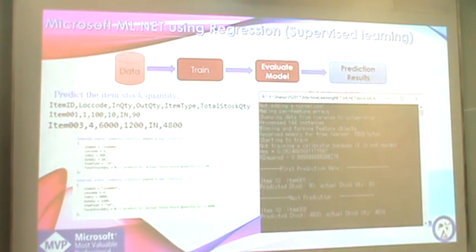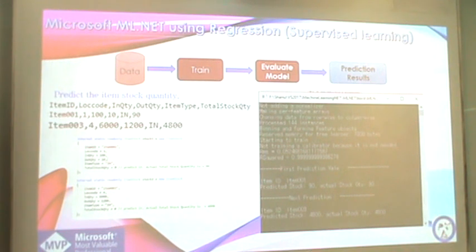We give two sets of data, one for training and one for testing. Once we give these, we need to train the model to produce the result. We give the input as the item ID, the location code, the item quantity, in quantity and out quantity. Here the total stock quantity I gave as 0, which is important, because now we train the model. The system will automatically analyze the data and, depending on this input, tell us how much stock quantity we will have in future. Once we run the program, it displays the predicted stock quantity as 90 and the actual quantity as 90.